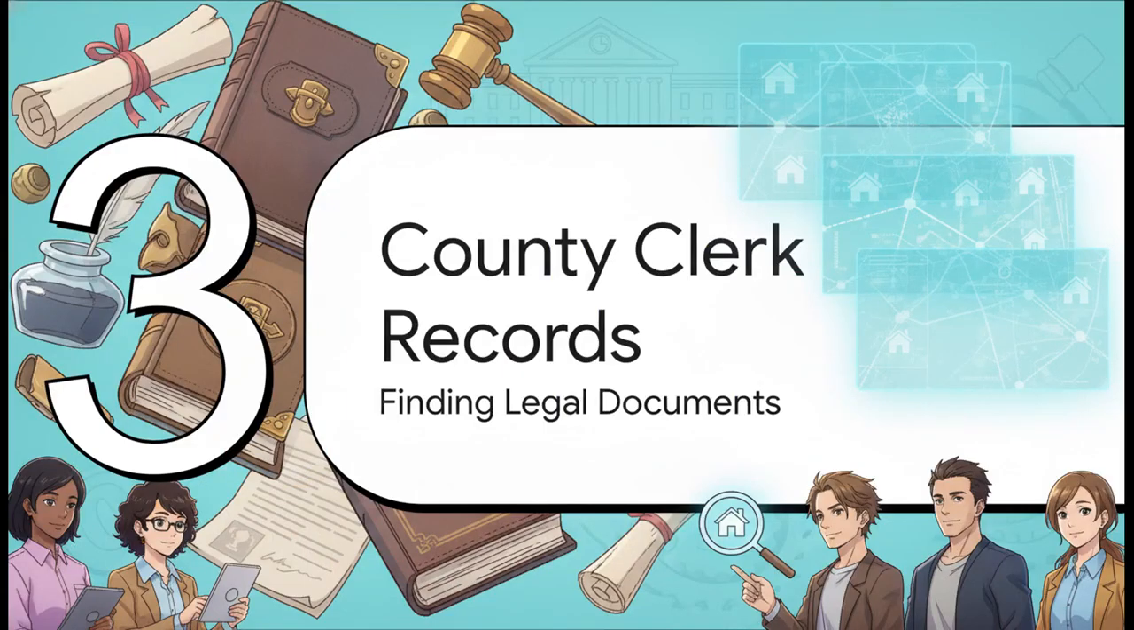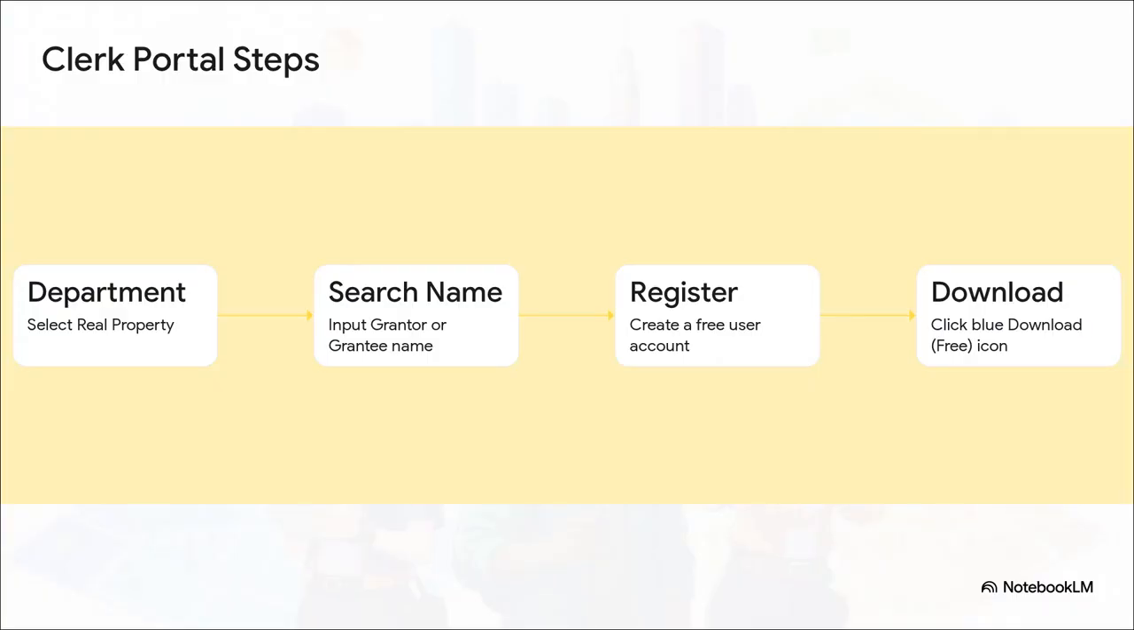All right, let's jump to Section 3, navigating county clerk records. Remember, while the appraisal district handles values and maps, the county clerk handles the legally binding paper trail of ownership. Getting these documents for free requires a very specific workflow on the county clerk's portal, which is sometimes called County Fusion. First, you've got to select the real property department from the drop-down menu so you aren't accidentally searching court or marriage records.